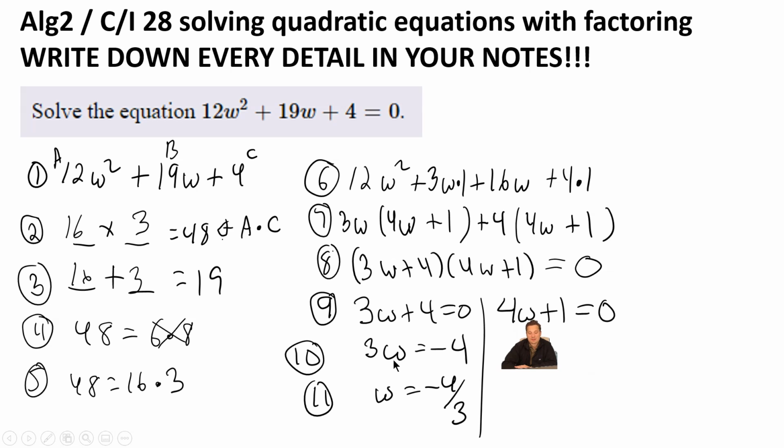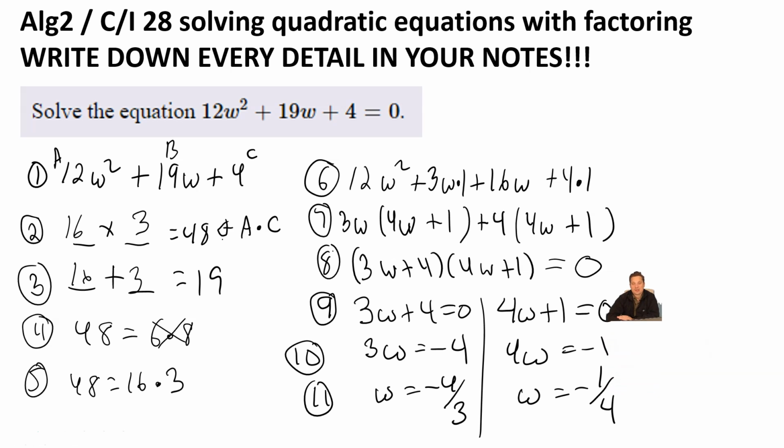Divide when you go from 10 to 11 by 3 on both sides. So this value, negative 4 thirds, is one of the answers. It's a particular value of w. Let's repeat this for the other side at step 10. I have 4w plus 1 equals 0. So I'm going to have here 4w equals negative 1. I move the 1 to the right side with subtraction. Then at step 10, I divide through by 4. So it's going to tell me that w equals negative 1/4.